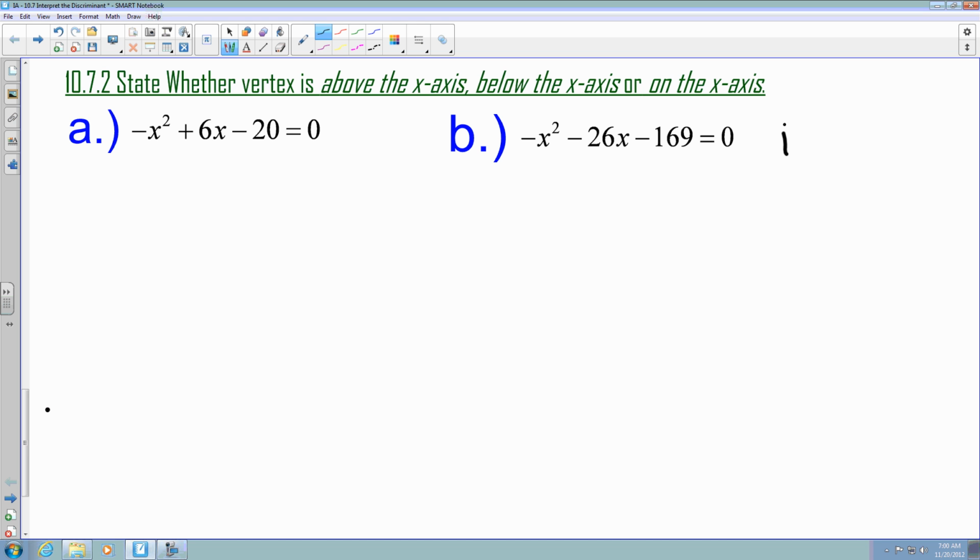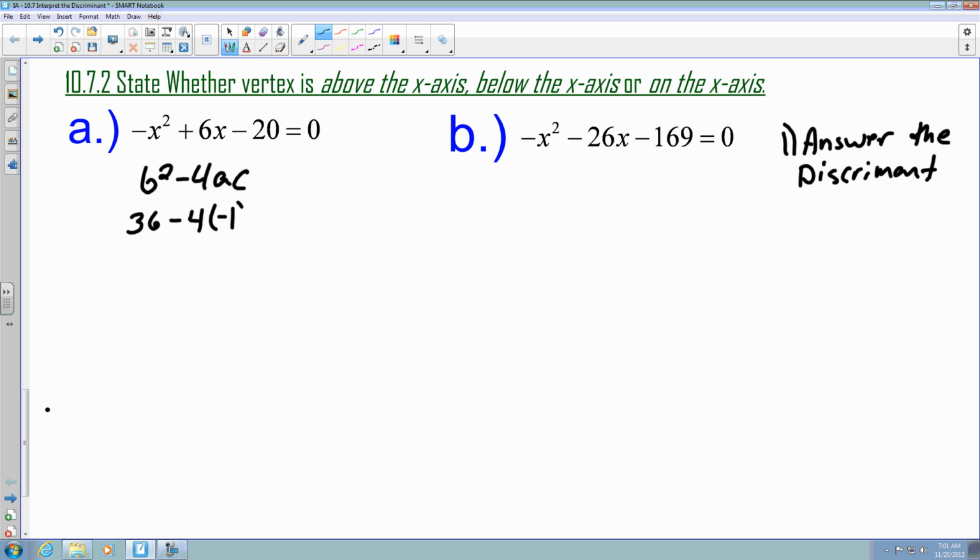First step that I want you to do is answer the discriminant. Give an answer for the discriminant. Okay, so let's look at A. So let's use our b squared minus 4ac and find the answer of the discriminant. So here we have 36 minus 4 times negative 1 times negative 20.